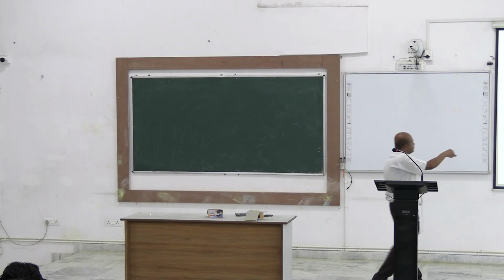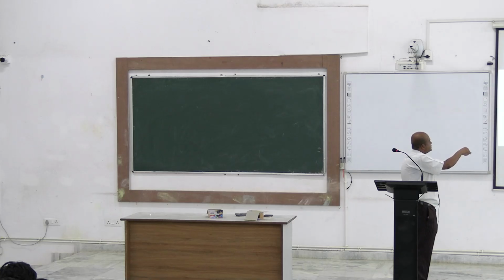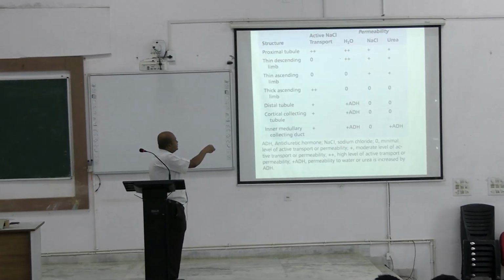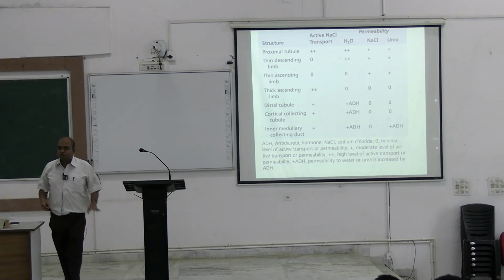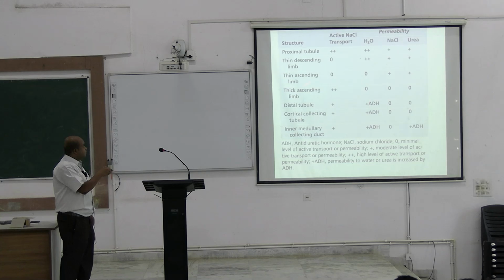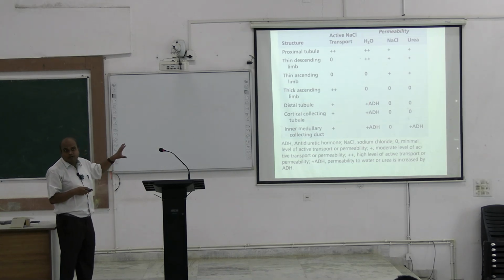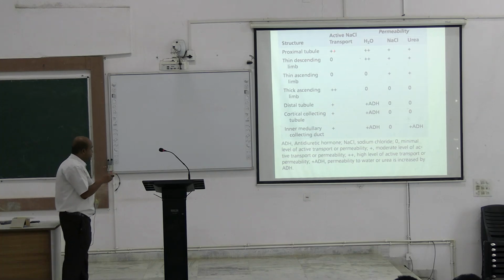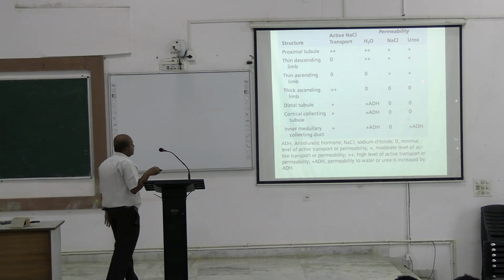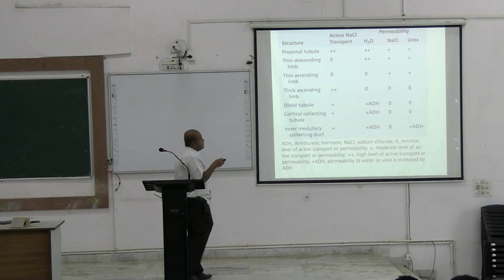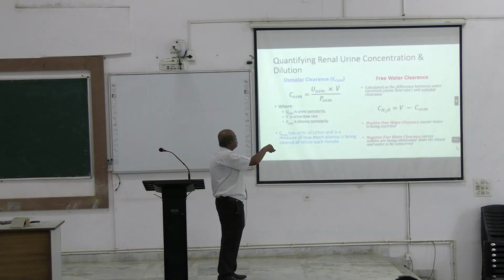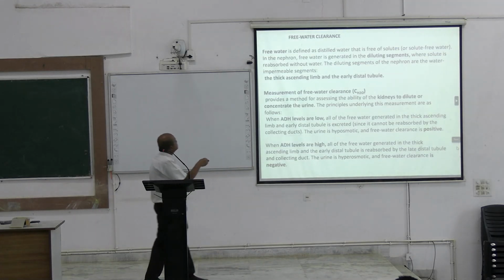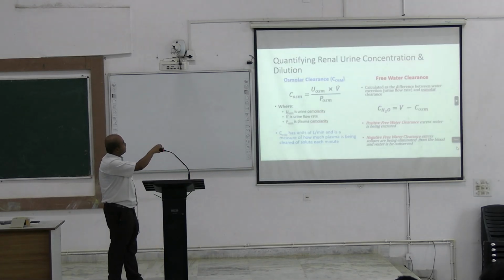Just going back again, this is very important, as this is the basis of this. Just see it again. It's like a table, but in your books it will be written which parts of the nephron are transporting NaCl and water and urea, and how. Just try to remember this. Permeability means it is passive. Active means using energy. These have sometimes come.